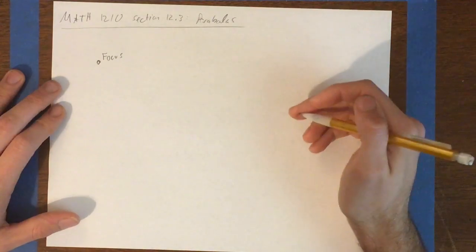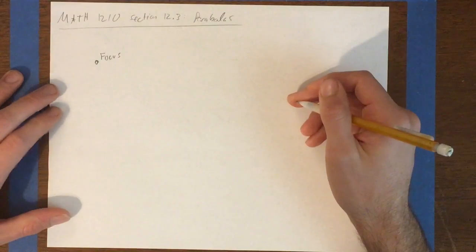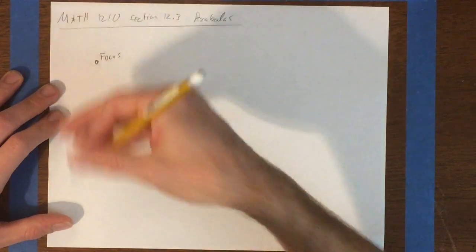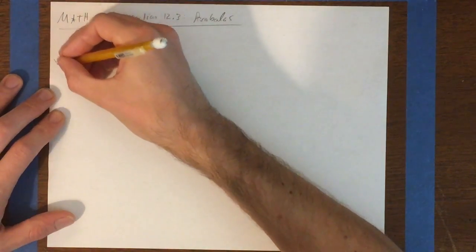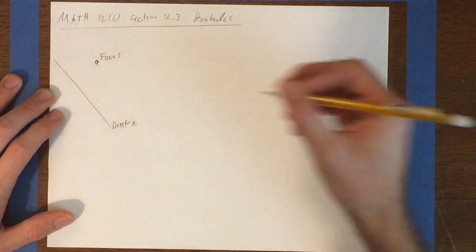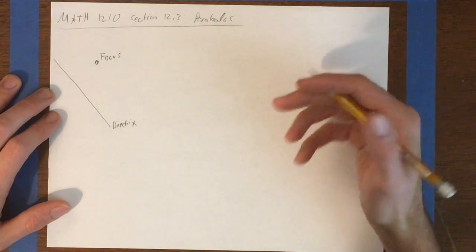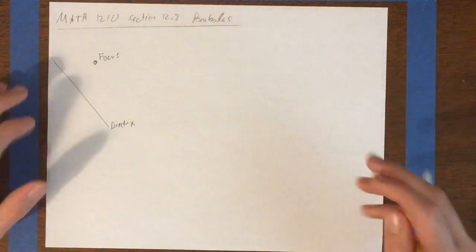A directrix is a line. So instead of a second focus, we have a line, and the line can't go through this focus, but it can be anywhere else. So I'm going to draw my directrix here. We're not going to be doing tilted lines for equations, but for the sake of this drawing, I'll go ahead and make the line tilted.